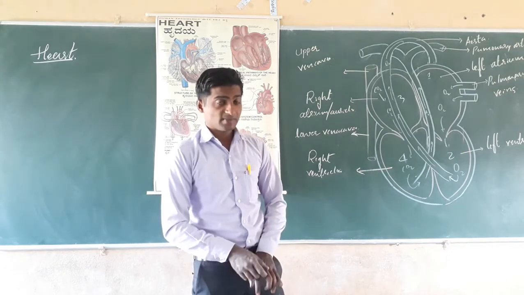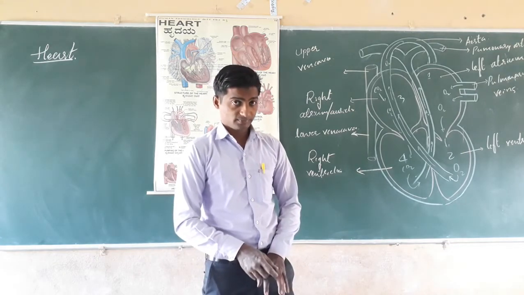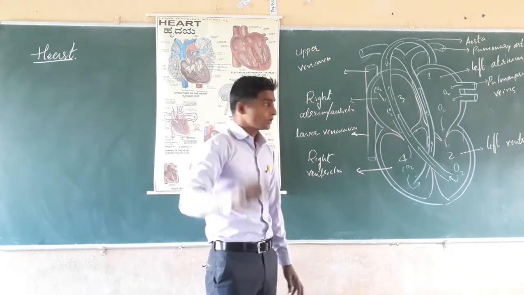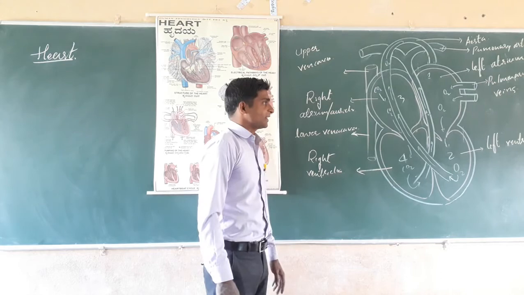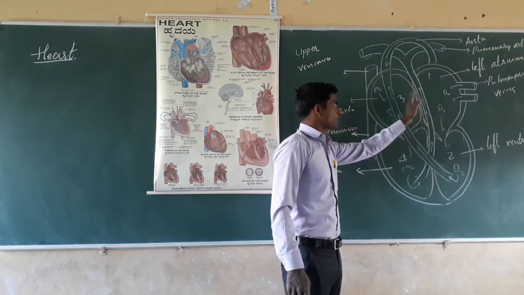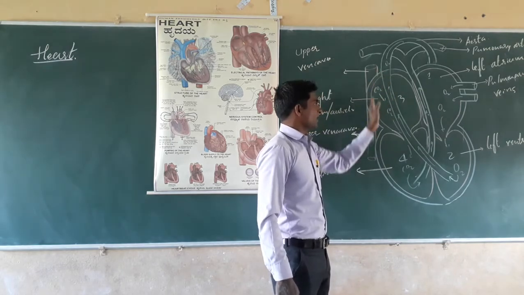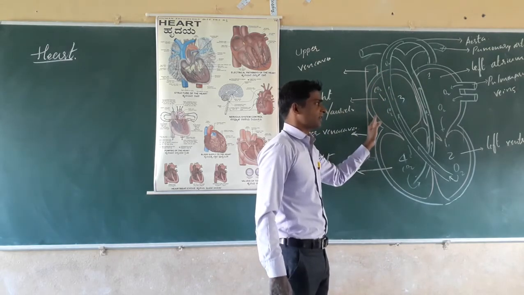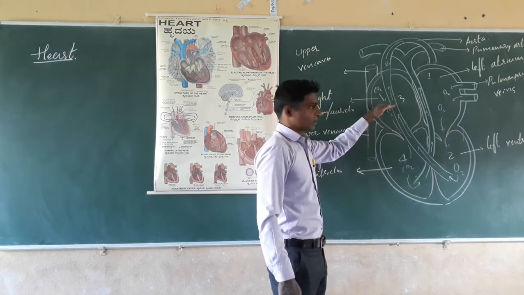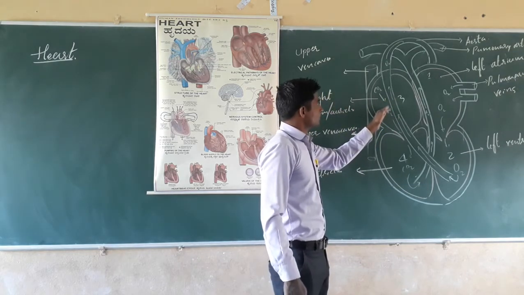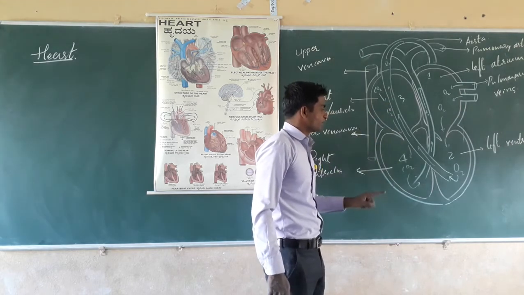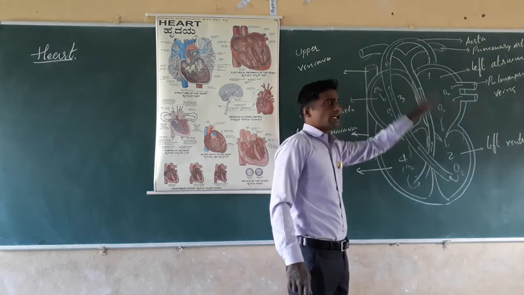In examination, he may ask, write the mechanism of human heart. That I will show you later. First, see, carbon dioxide rich blood enters the heart through the superior vena cava and the inferior vena cava into the right atrium. And next, it will move down to the ventricular region. From here, it will go to the lungs for the purification.